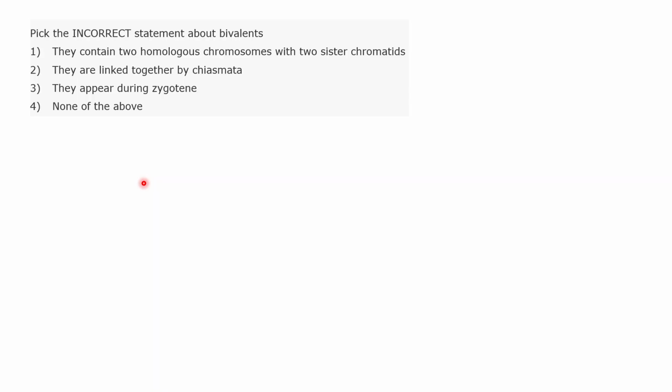Pick the incorrect statement about bivalents. They contain 2 homologous chromosomes with 2 sister chromatids each. They are linked together by chiasmata. They appear during zygotene. None of the above. Bivalent formation.